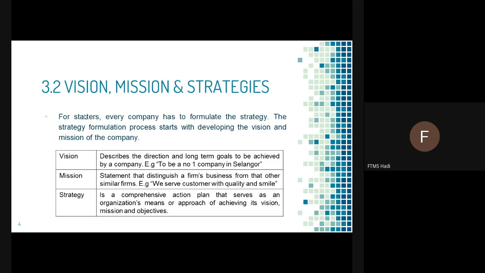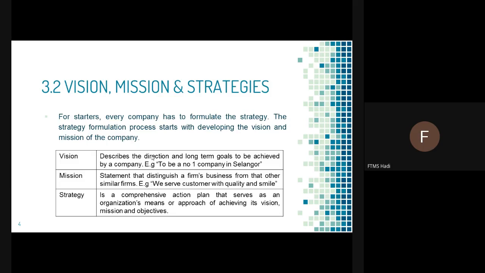If you see the word vision, vision is something that we can look at with our eyes. It describes the direction and long-term goals to be achieved by a company. That means you explain what your goals or direction are, what you want to achieve. What does the company want to be?